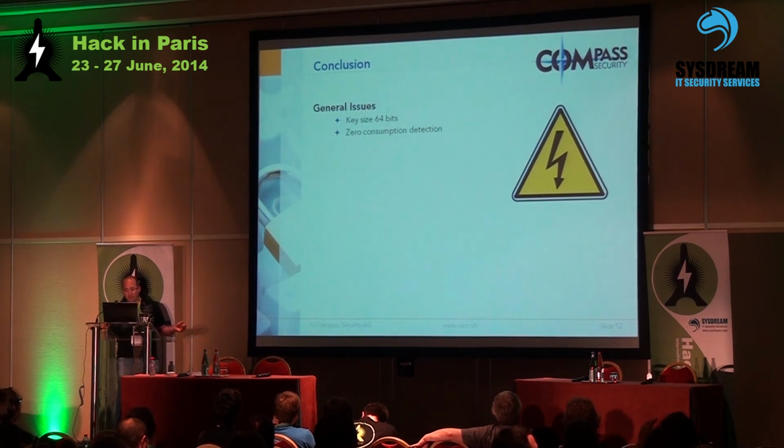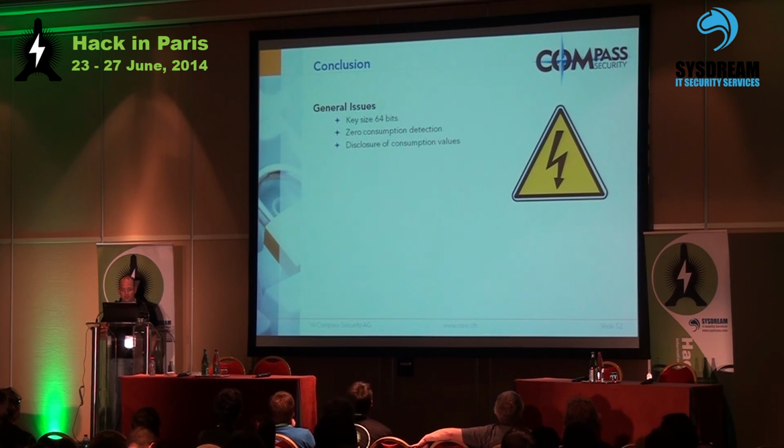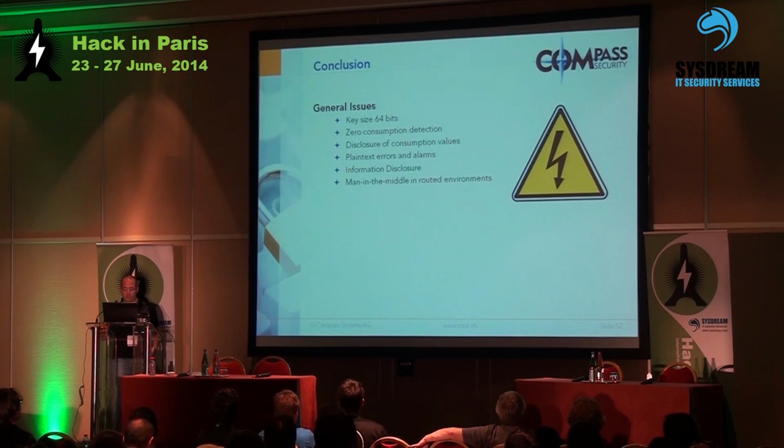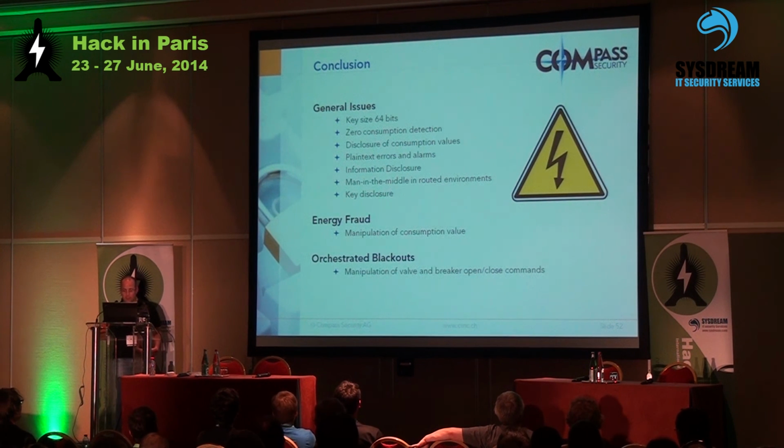So we have low key sizes, zero consumption detection, disclosure of consumption values. We could easily see errors and alarms. There's information disclosure, man in the middle, key disclosure. You could manipulate consumption, and you could also organize a blackout.